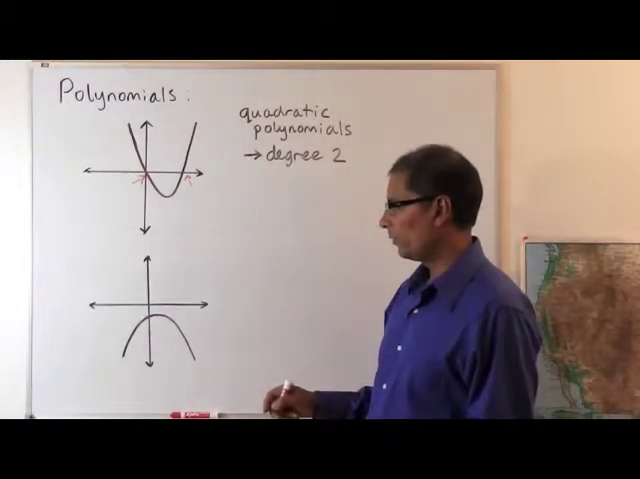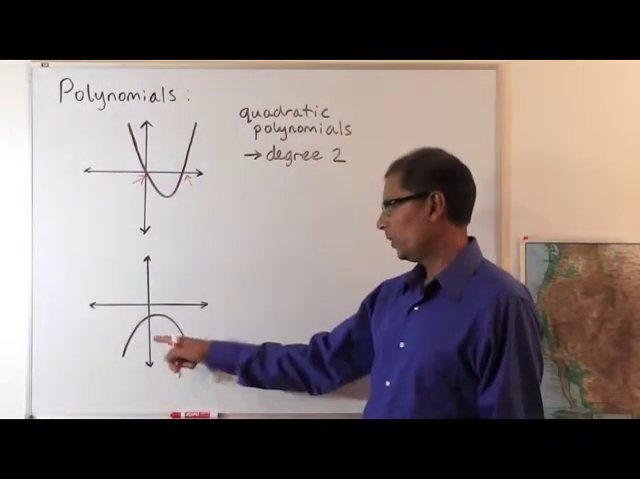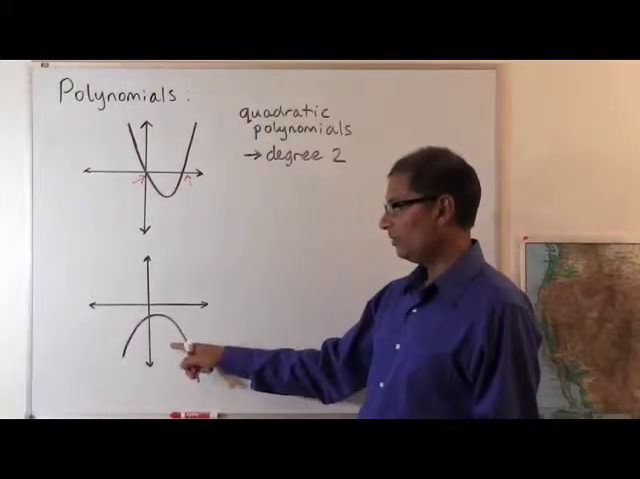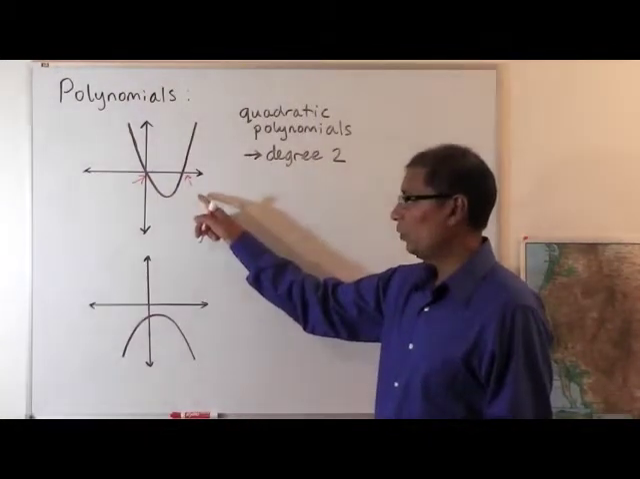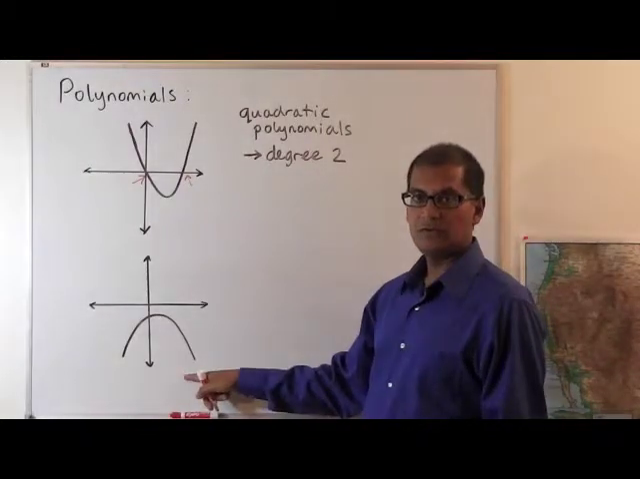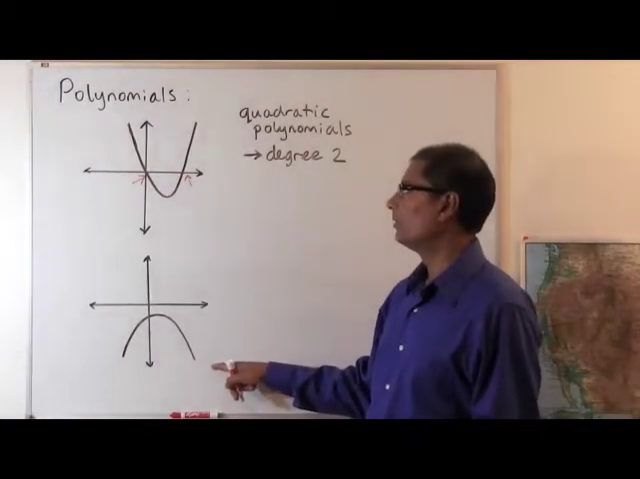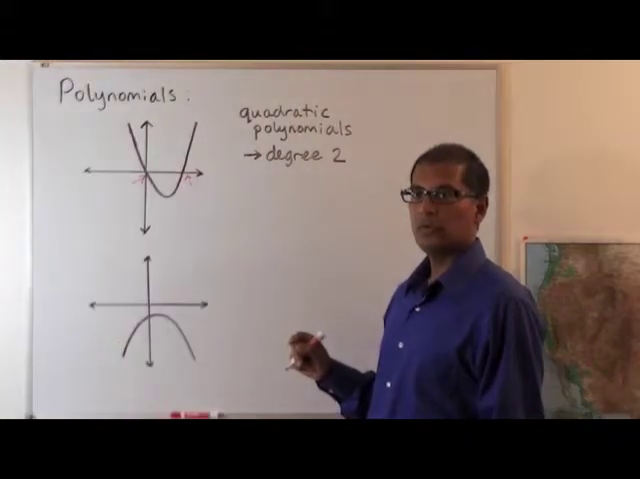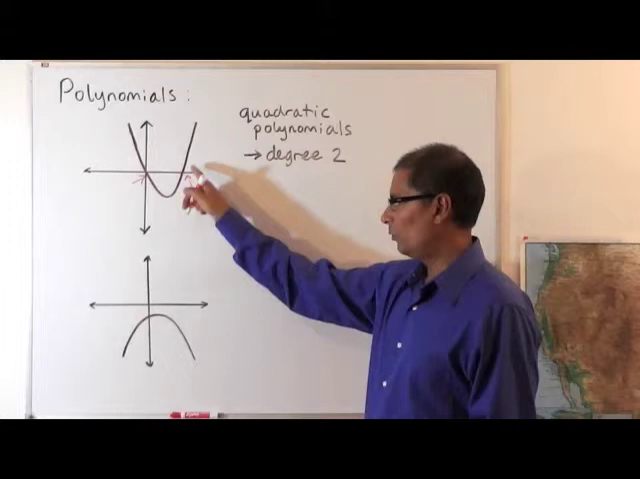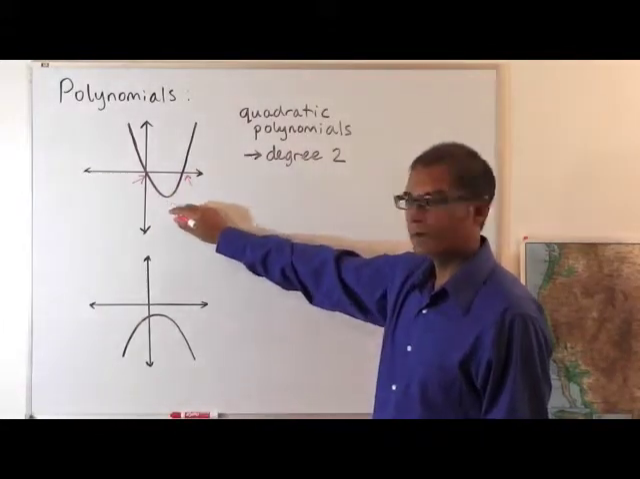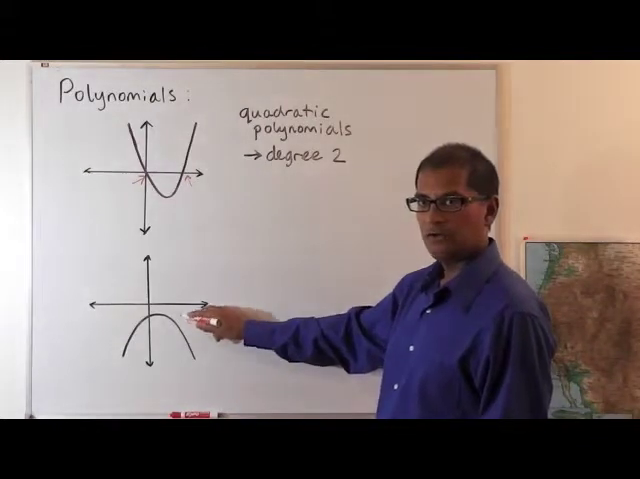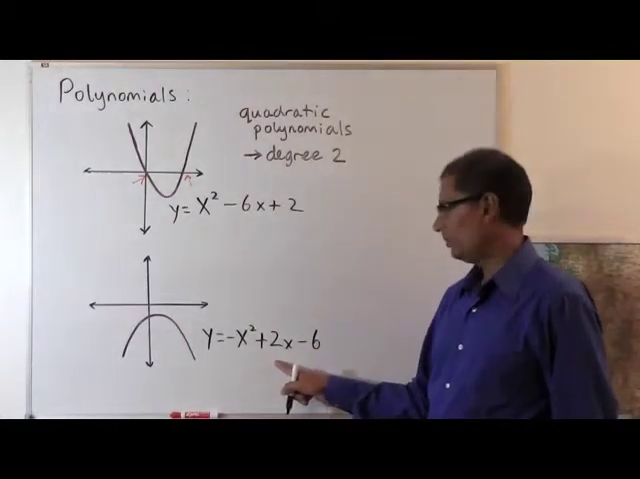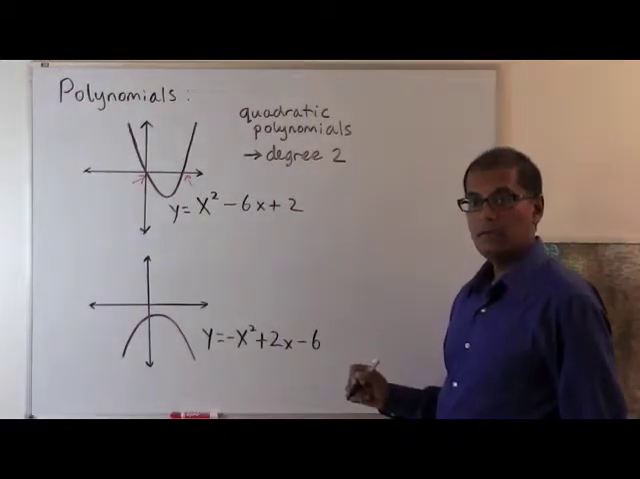Here's another quadratic polynomial. It's opening down, and we can see that this polynomial has no real zeros. So in this case, it has two zeros, but they're not real. Up here we have two real zeros, and here we have two what we call imaginary zeros. We'll see how to find these zeros as we go along. Also notice that with degree 2, it has at most one turning point, and each of these quadratic polynomials has just one turning point. The turning point is right where it changes direction, here and here. These functions are given as x squared minus 6x plus 2 and minus x squared plus 2x minus 6. So these are quadratic, degree 2 polynomials.